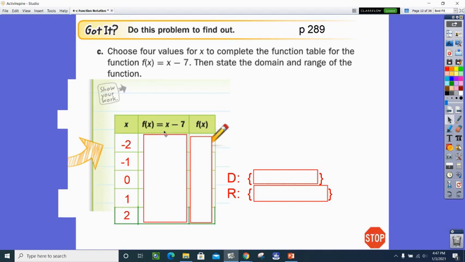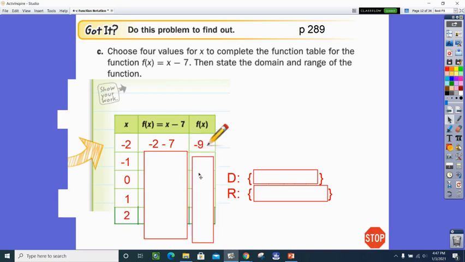I'm going to put -2 in, do the math. I'm going to put -1 in. I'm going to do the math and so forth. And then I'm going to name my domain and range. All right, so -2, take away 7. That's the math I'm going to do. And -2 minus 7 is going to give me -9. Now I'm going to put a different input in. -1, take away 7 is going to give me -8.